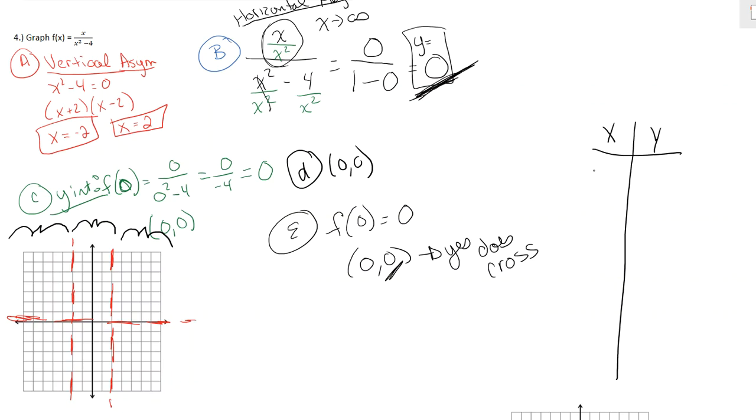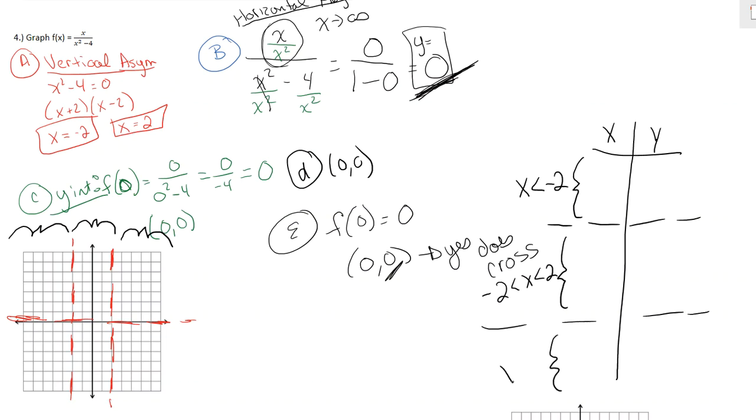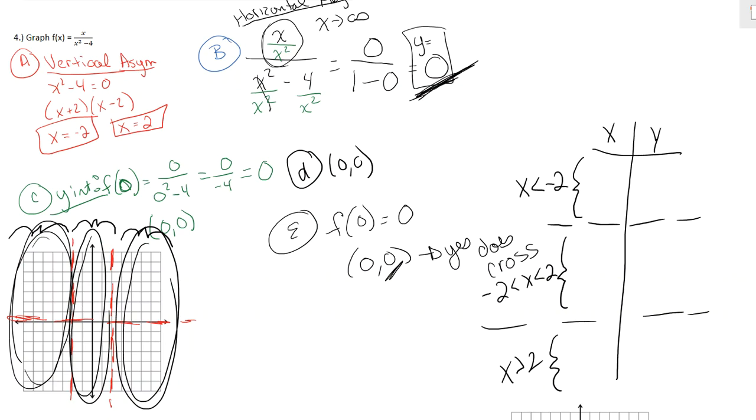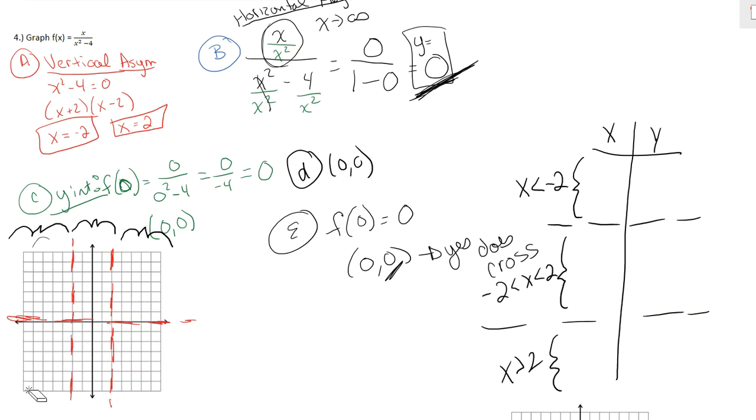I'm going to pick a couple points that are on the far left part, so something less than -2. And then I'm going to pick something between -2 and 2. And then I'm going to pick something greater than 2. And then that will give me some points that fall in this area of the graph, some that follow this, and then some in here. And that will give me a good idea of what the sketch will look like. So less than -2, I'll use -4 and -3.